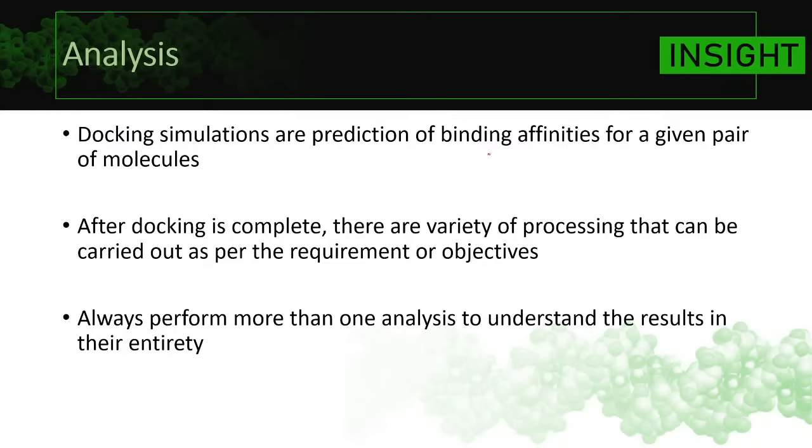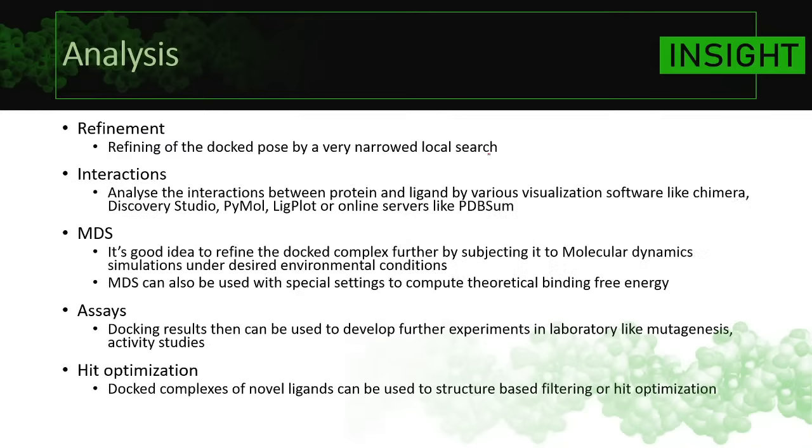During the analysis part, you can do many different things. Docking simulations are nothing but a prediction of your binding affinities. They are not going to be very close to the real ones always. There is, of course, a very high error rate that can come. So after docking is complete, you can do a variety of processing to improve your docking results and get better in the analysis. So you can refine the docking to allow for the narrow local search and the conformational search space.